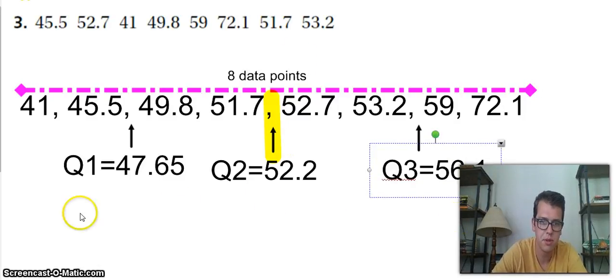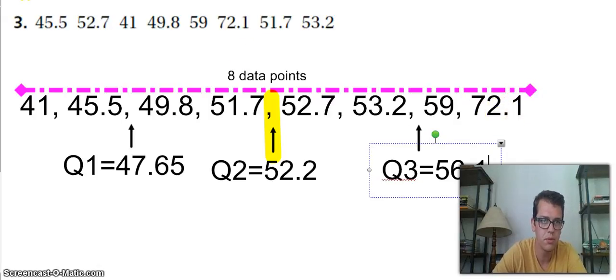So if I was making a box and whisker plot with that, my minimum, my first point, would be at the 41. The edge of my box would be at 47.65. The middle line of my box would be at 52.2. The right edge of my box would be at 56.1. And the final dot on the right connected to the whisker would be at the maximum, 72.1.